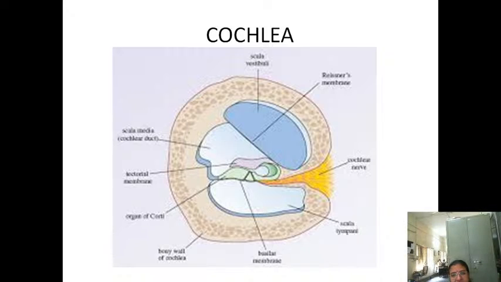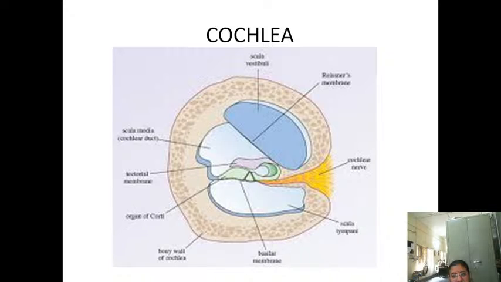It is snail shaped. Cochlea is a snail shaped organ in which, when you cut it, in cut section you can see 3 tubes: that is scala vestibuli, the above one, blue one, and the next one below it is scala media, and below scala media is scala tympani.